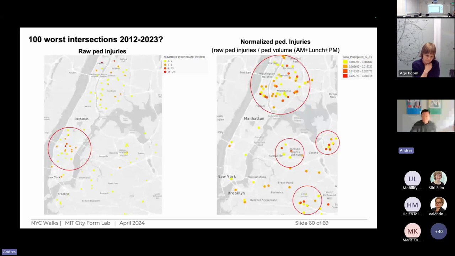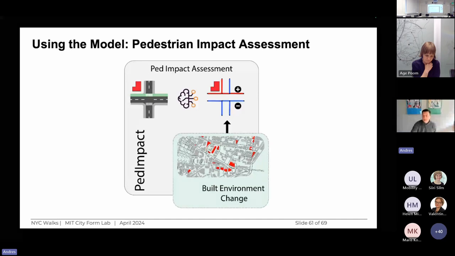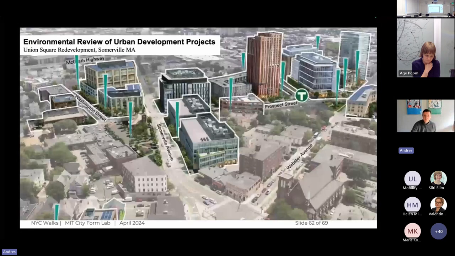Finally, I'll finish by illustrating another implementation or aspect of this model, which uses the model to forecast how new developments will impact pedestrian journeys around them and desirably allow city governments to permit and encourage new developments at locations that actually increase the pedestrian mode share in cities.